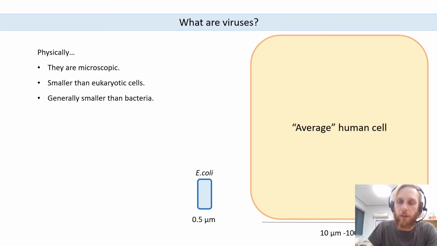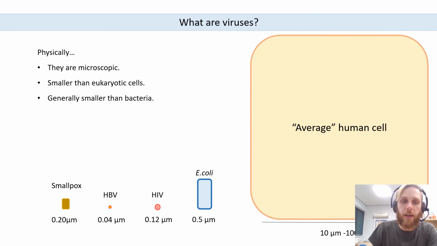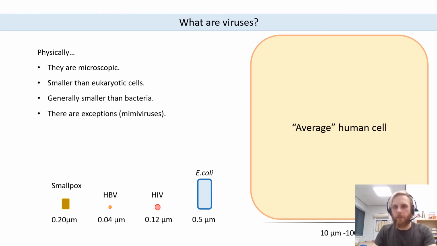So here we have E. coli, which is a bacteria, so it's just a single cell there, and 0.5 micrometers. And here we have the diameters of a few different viruses, and you'll see the diameter for HIV is 0.12 micrometers, 0.04 micrometers for HPV, and smallpox is 0.2. So again, generally speaking, we're seeing the viruses are smaller than the bacteria here, E. coli. So we can say in general, bacteria are larger than viruses, but that's only in general.